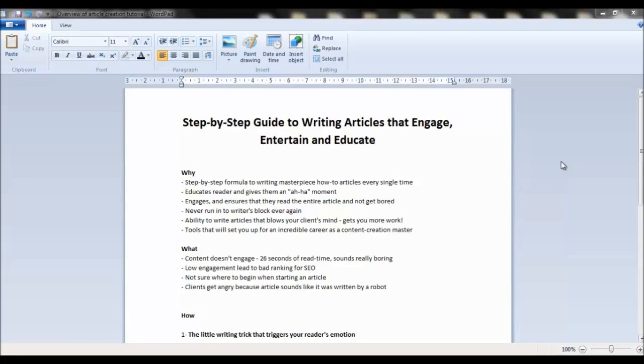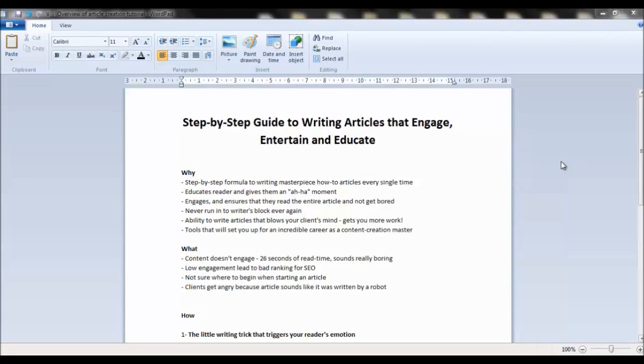Okay, so these articles will educate readers and give them an aha moment. They will engage and ensure that readers read the entire article and don't get bored. So by going through this program and using its methods, you're never going to run into writer's block ever again when you're creating how-to articles.